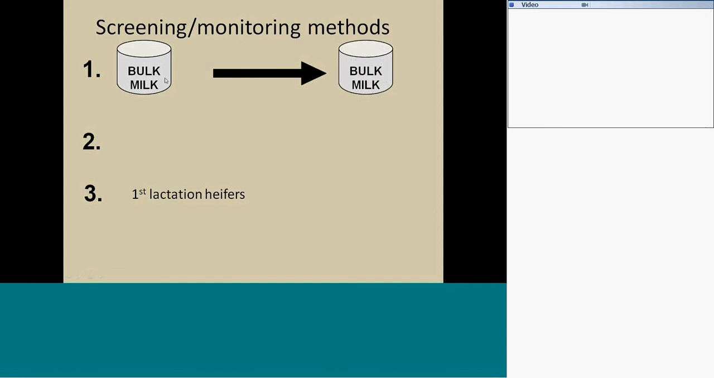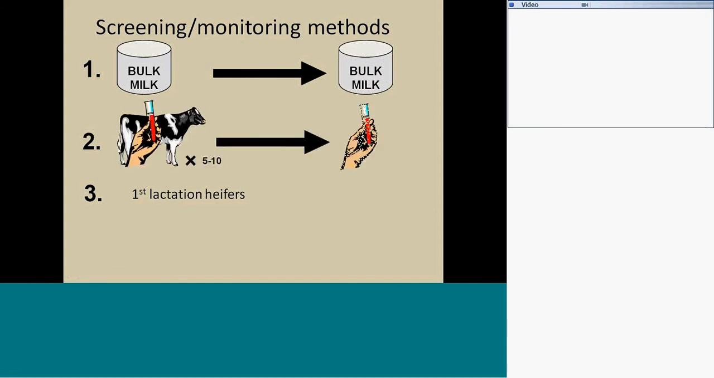So, for our screening and monitoring, we can use bulk milk, we can use young stock blood samples, and we can use first lactation heifer milk samples as well. The key thing about all of these, particularly if your herd appears to be BVD free, is to repeat them. Ideally, I'd like to get young stock blood samples twice a year, and bulk milk samples and first lactation heifer milk samples probably yearly. But talk to your vet about this. Develop a surveillance program with the vet.